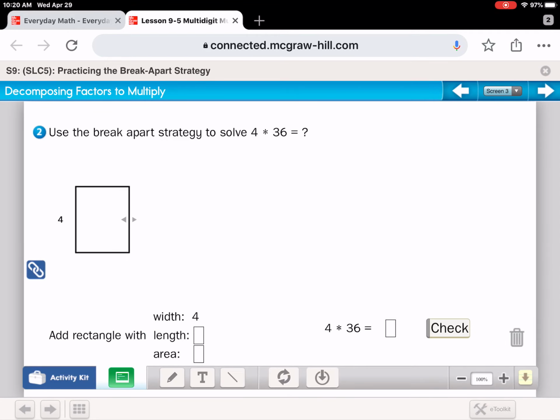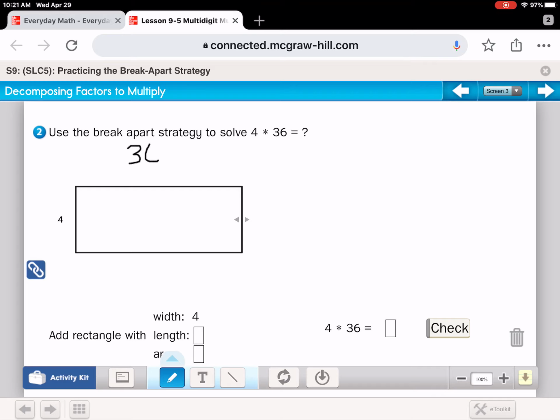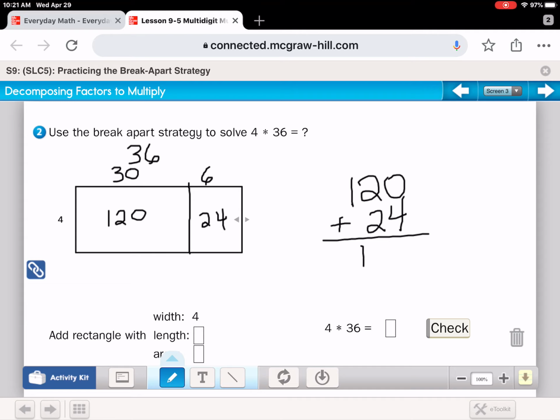Let's practice again. Use the break apart strategy to solve 4 times 36. So if I have 4 times 36, or a 4 by 36 rectangle, I'm going to break apart that 36 side into perhaps what? 30 and 6. Now it's much easier to multiply 4 times 30, 120, and 4 times 6 is 24. So I can add those two products, 120 plus 24 is 144. So my answer to 4 times 36 is 144.